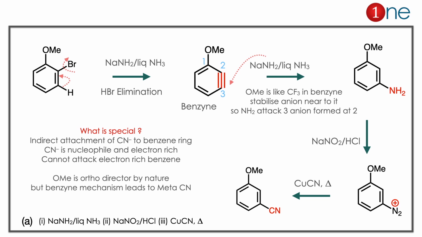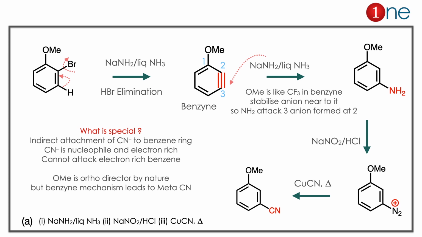It's a kind of diazotization. N2+ forms, then you are using the copper cyanide. Copper cyanide converts N2+ into CN. So the conversion occurs through a series of reagents: sodamide, NaNO2 and HCl, and copper cyanide.